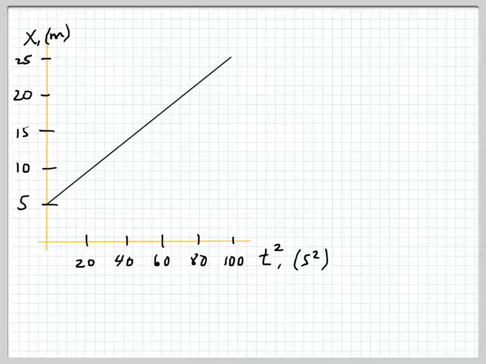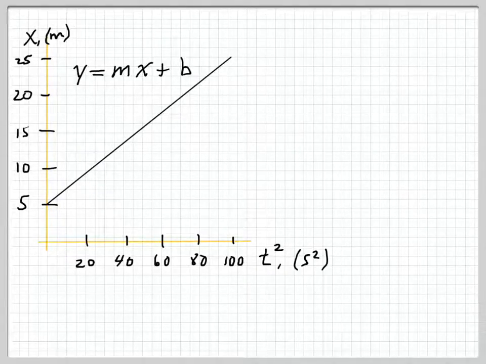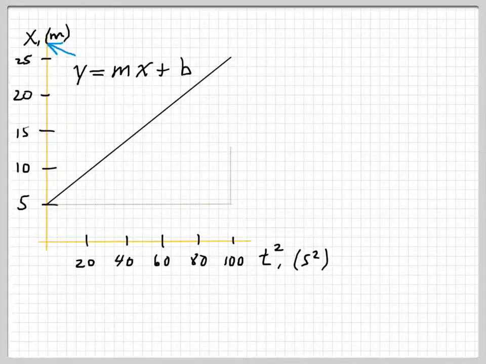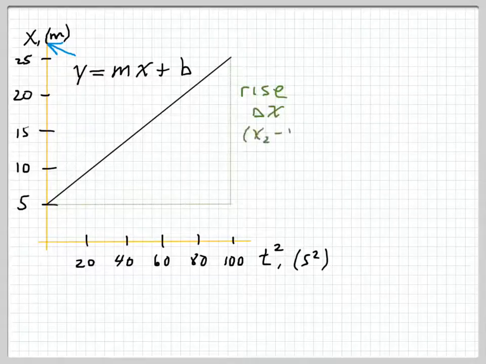We're going to do the equation of a line, which is in the form of y equals mx plus b. But instead of y and m and x and b, we're going to use the variables and the values that we have from our particular graph. So in place of y, we'll use x, and in place of the slope, we'll use the rise over run.